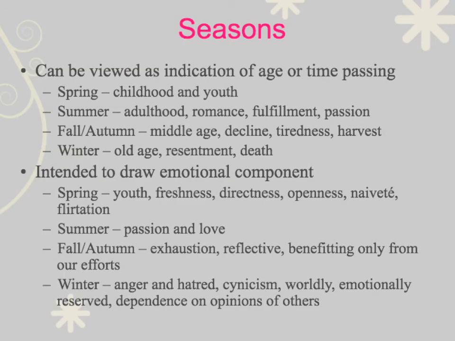Next, you want to think about seasons. We just spoke through some specific elements of weather, but seasons can be viewed as an indication of age or of time passing. Spring, we think of it as a childhood moment or youthful moments. That's when little babies are born. Summer is about adulthood or romance, that fulfillment or passion in life. Just think about the symbolism of the fall or autumn. It's like middle age. It's the decline. You're tired. You're thinking about the harvest.